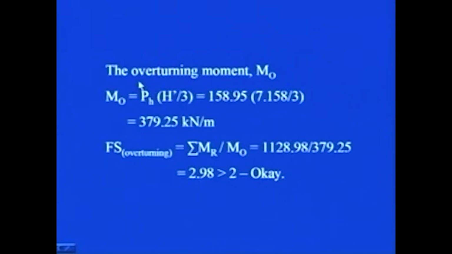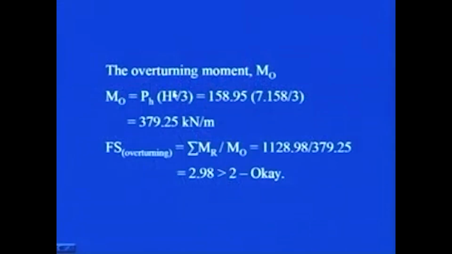And then the overturning moment. As you know, the only force causing the overturning was the horizontal component of that active force, which was PH, and that was acting at a distance of h prime by 3 from the base of the wall, and its magnitude we found out as 158.95. H prime we have already worked out, and this MO works out to be 379.25 kilonewton per meter. You have already found out summation MR. Here we calculated summation MO.